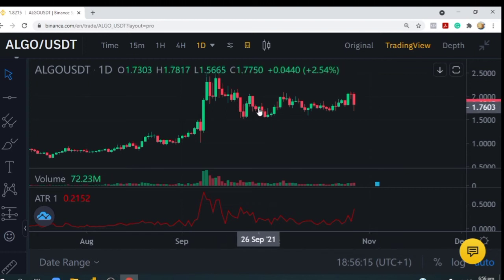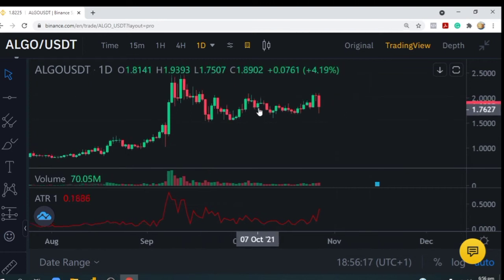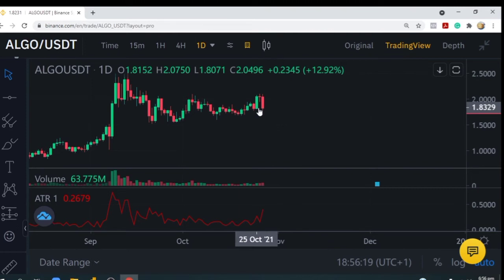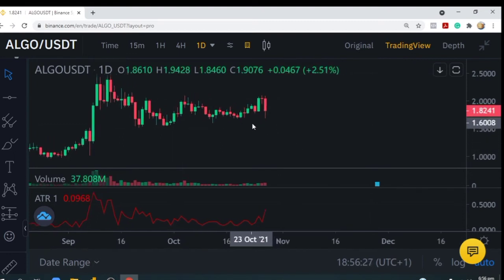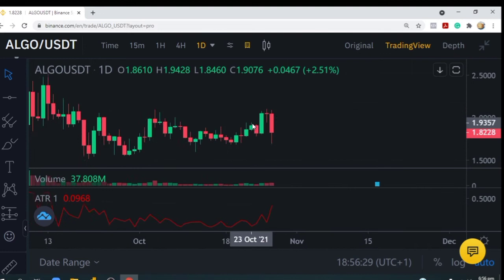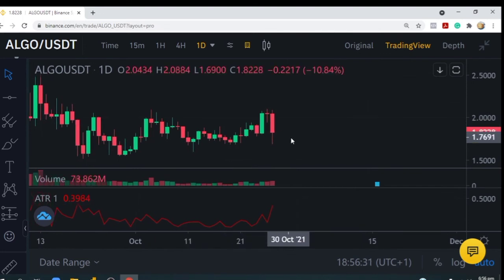And also, when there is a long wick up, it could be an indication that sellers are winning the war and they intend to push the price down.